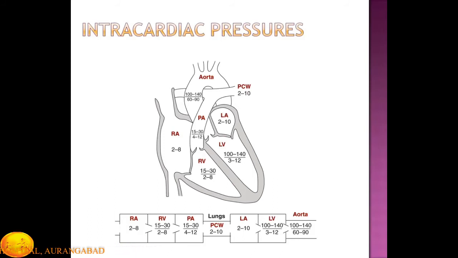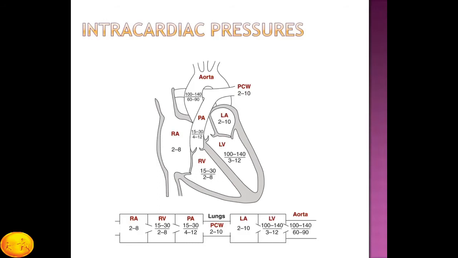Okay, then comes the right ventricular chamber. So the pressure of the right ventricular chamber: the pulmonary artery arises from the right ventricle. The pulmonary circulatory system is a low resistance system. There is not much resistance as compared to the systemic vascular resistance. So the pulmonary system having a low resistance, that's why the RV does not need to generate more pressure like the left ventricle. So the right ventricular pressures are just 15 to 30 millimeters of mercury, and the diastolic is very low, that is 2 to 8, equal to RA pressures.